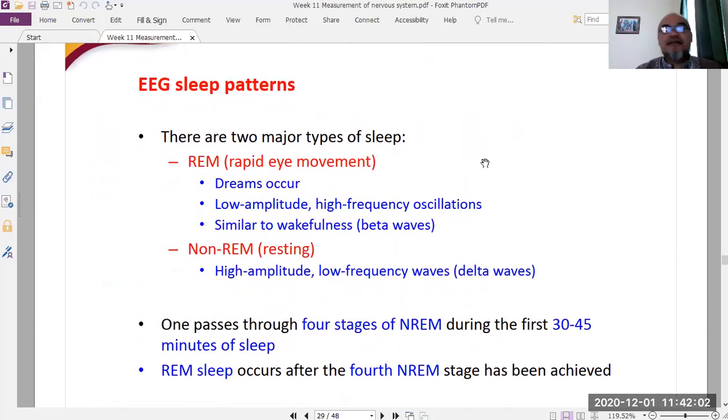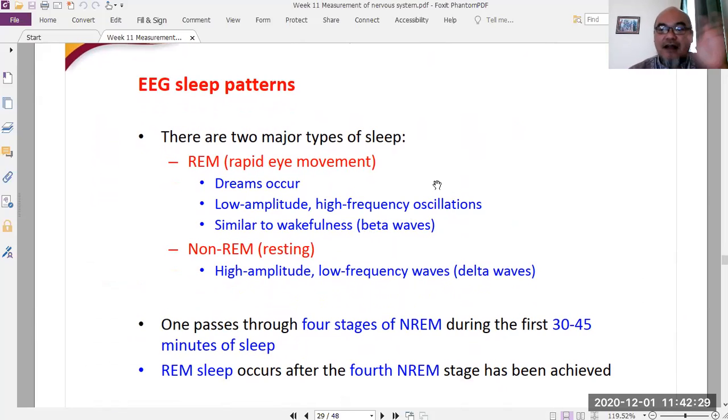So during sleep, when sleeping, EEG forms specific sleep patterns. First is REM, rapid eye movement. This is when dreams occur. Low amplitude and high frequency oscillation. So when you are in REM state of sleeping, you know, like this, but inside this kelopak, what is kelopak mata? This eye cover, eyelid.